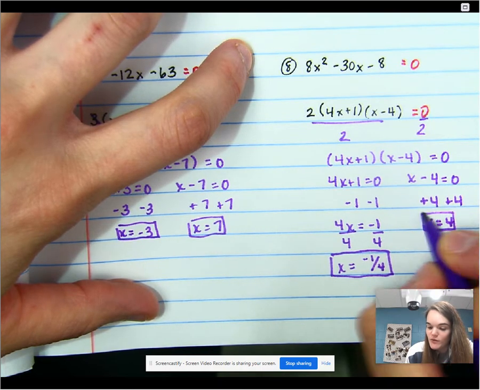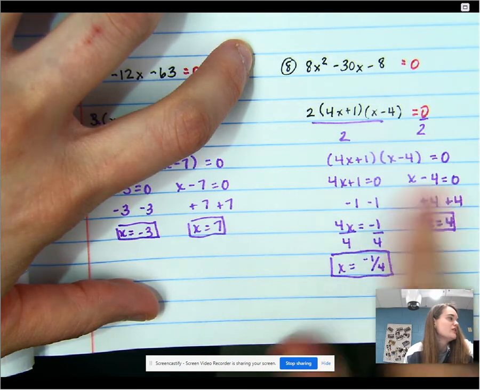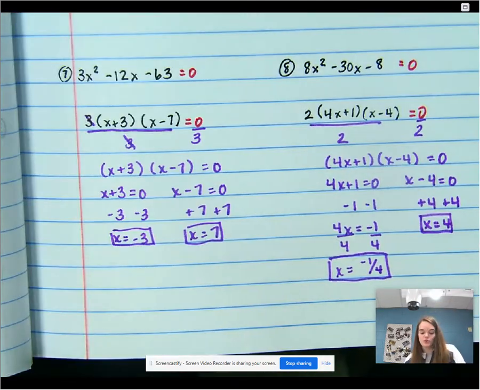Okay, so quadratic, these are the factors. This is the solution. Okay, that is what you are working on today. You've got just 10 problems, and you can ask for help as you need it.